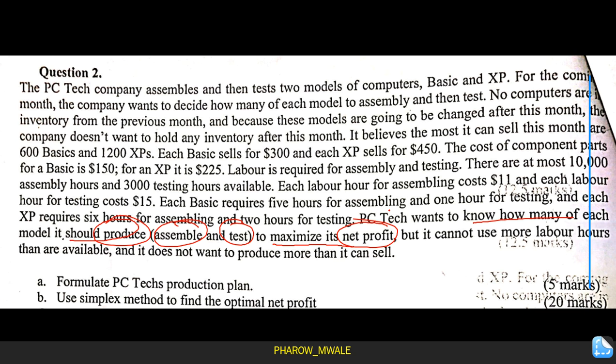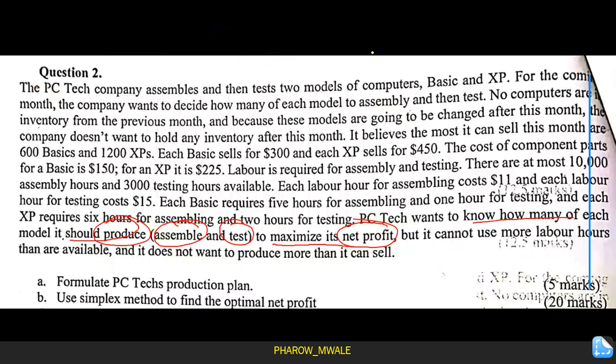Now, how do you go about such a problem? We have established what we want to know: how many of each computer it can produce. Now, the first thing you must do, once you know what the question is requiring you to do, is define our key variables.